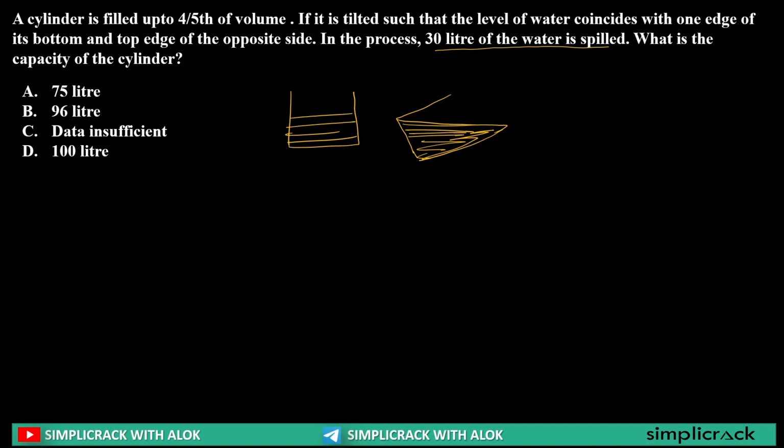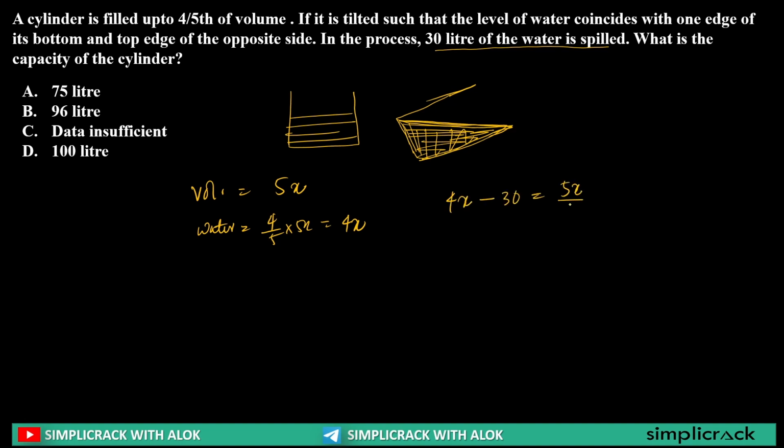Now for an example, let's say the volume of the whole cylinder is 5x. Now how much water was there? 4 by 5 of 5x, that is 4x water was there. But while doing this, 30 liters of water was spilled, and now the volume of water is half of the whole cylinder. So 4x minus 30 is equal to half of the volume of the cylinder.